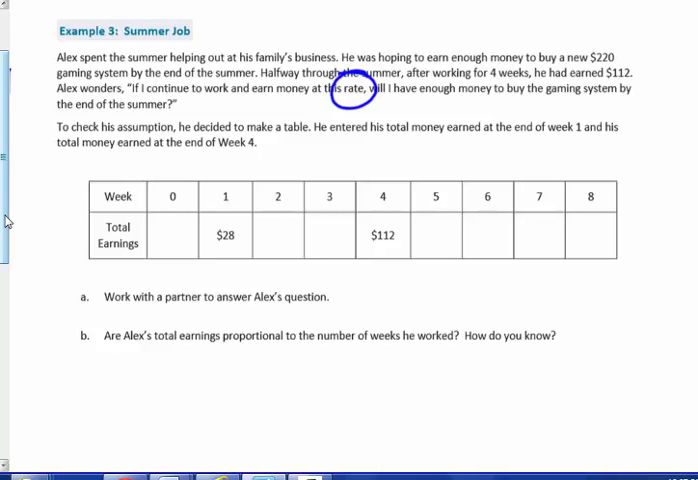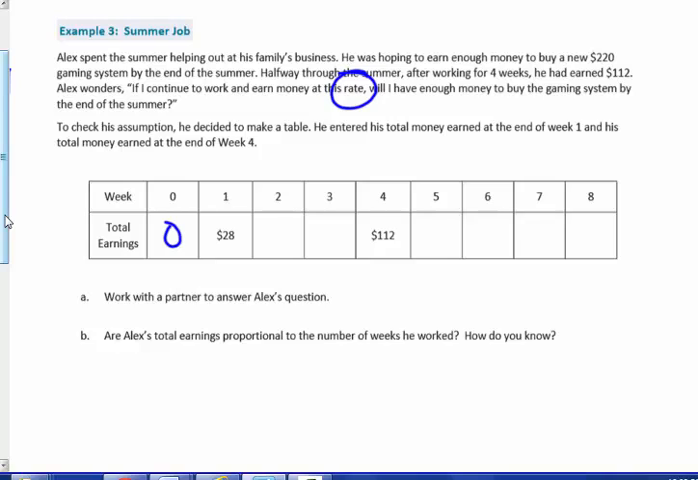To check his assumption, he decided to make a table. Smart kid, this Alex. He entered his total money earned at the end of week 1 and at the end of week 4. Week 0, he hadn't started. How much do you think he earned? 0. Week 1, he earned $28.